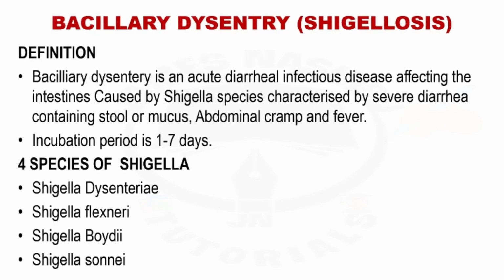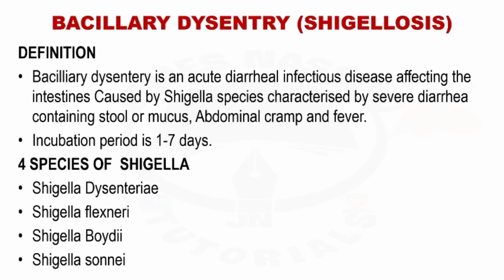So now let's look at bacillary dysentery, which is also known as shigellosis. When you are asked to define bacillary dysentery, this is an acute diarrheal infectious disease affecting the intestines caused by Shigella species, characterized by severe diarrhea containing stool or mucus, abdominal cramp, and fever. Abdominal cramp is another term which means abdominal pain. Then what is the incubation period for bacillary dysentery? It can take about 1 to 7 days.